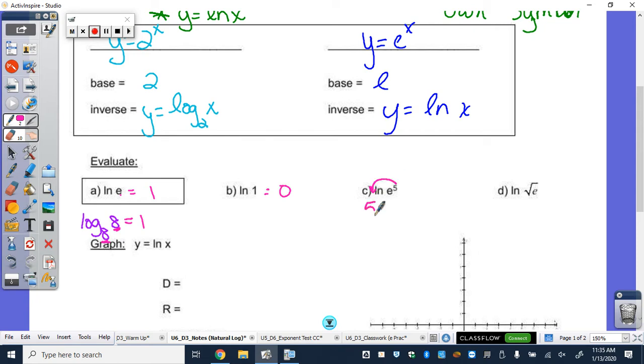ln of e to the 5th, remember those exponents come down in front, just like it did with your logs, because again, still a log, same rules all apply. But again, what does the ln of e reduce down to? 1. So that would just be a 5. It just ends up being whatever that exponent is. So for our last one there, d, instead of the square root of e, how could we rewrite that? e to the 1/2. So then again, this 1/2 would come down in front, but the ln of e reduces to a 1. That would just be 1/2. It's whatever that exponent is on the e. That's what that reduces down to.